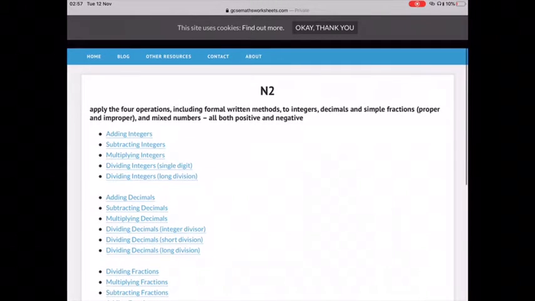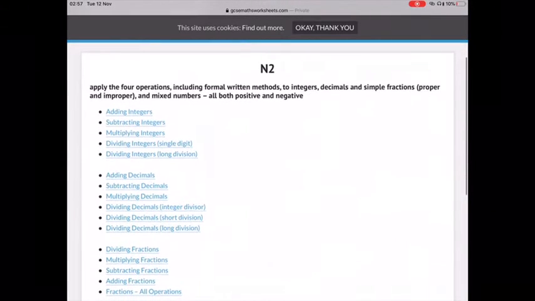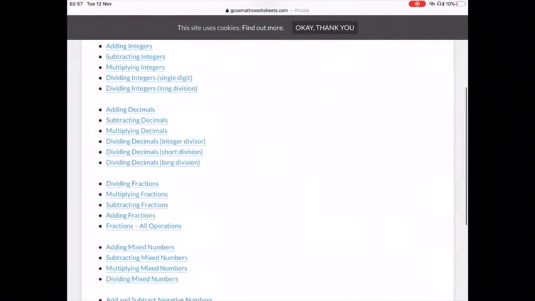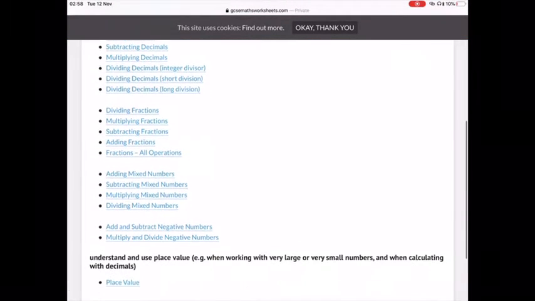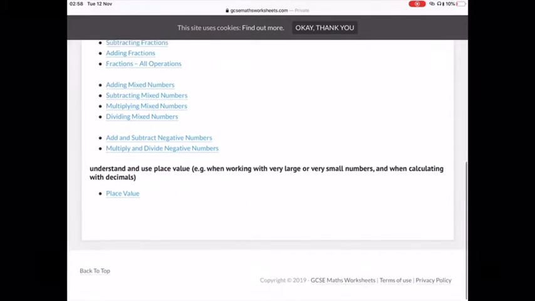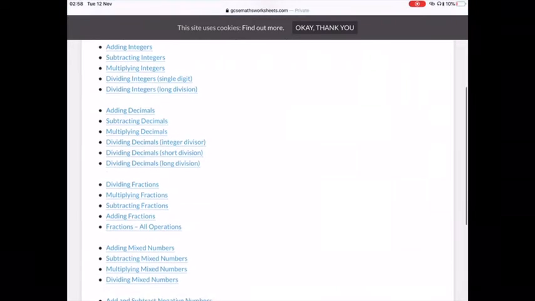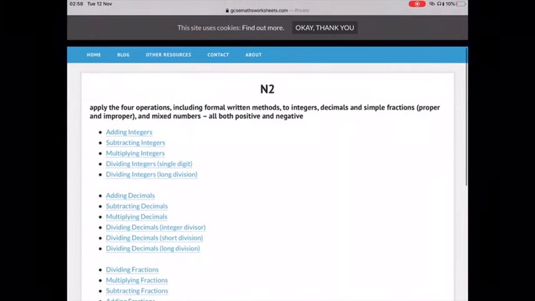Okay, today we are going to get into N2 in the specification of the 9 to 1 GCSE Edexcel paper foundation. In this video, we are going to be discussing adding integers, subtracting them, multiplying, and dividing them, as you can see on the screen.